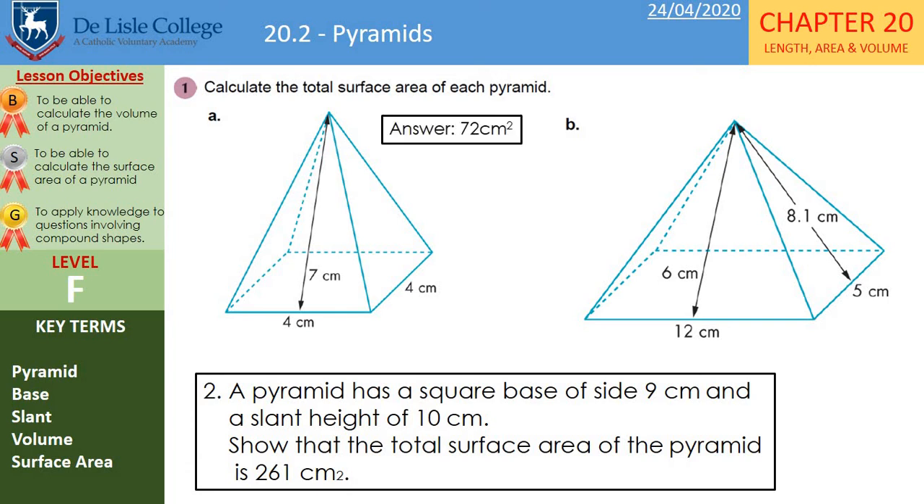Brilliant, well done. So for the first one again, we should have 72 centimetres squared, and we should have 172.5 centimetres squared, and hopefully you've drawn the pyramid for question 2 and managed to do the calculation and find that it is in fact 261, or would be rounded to 261.